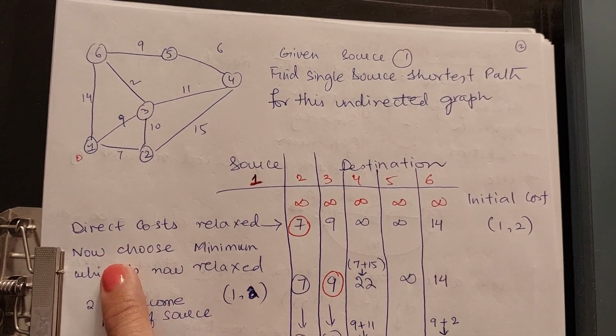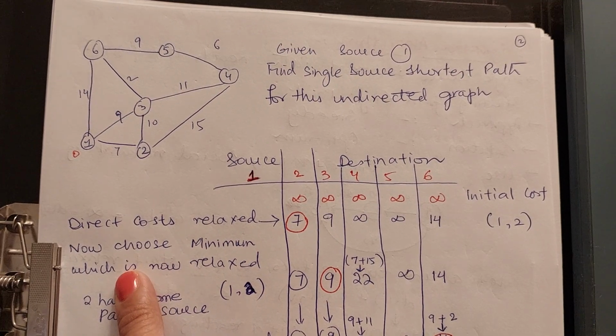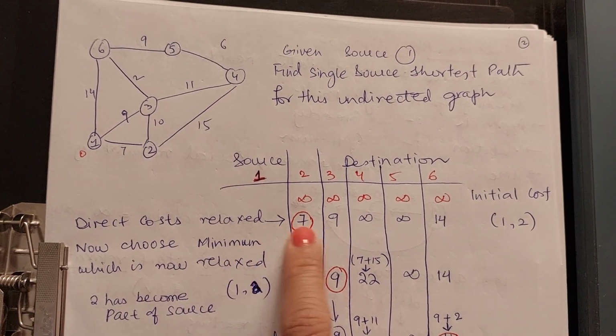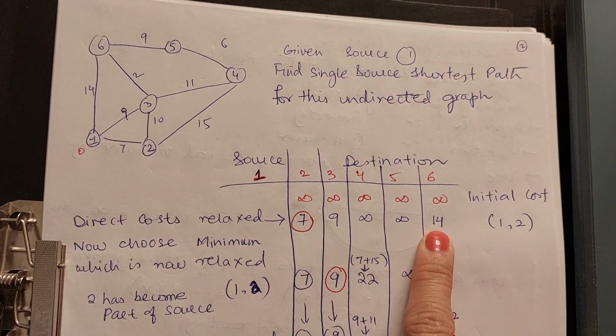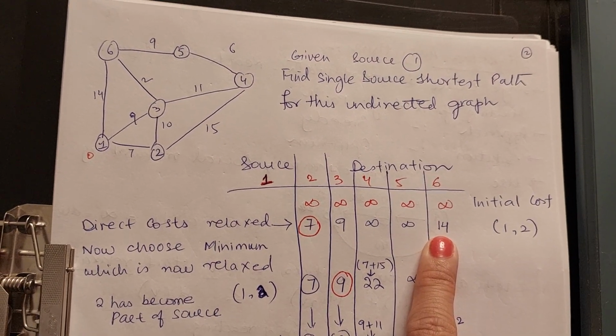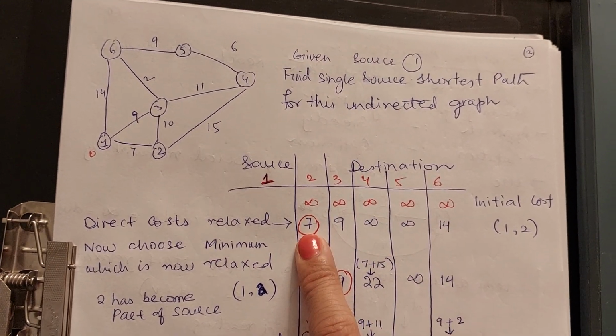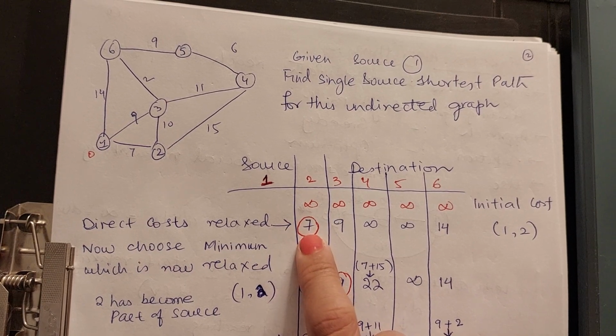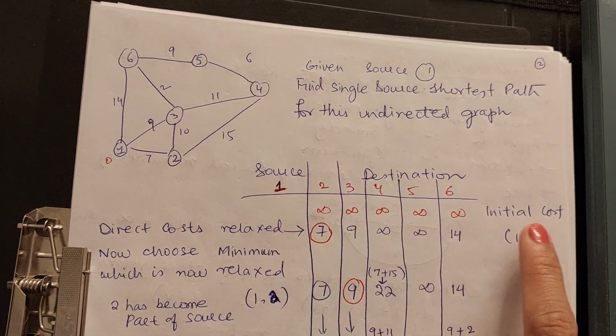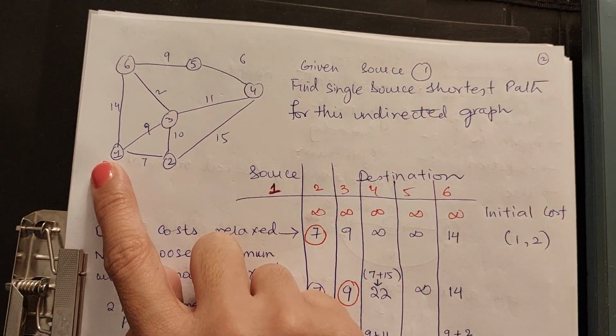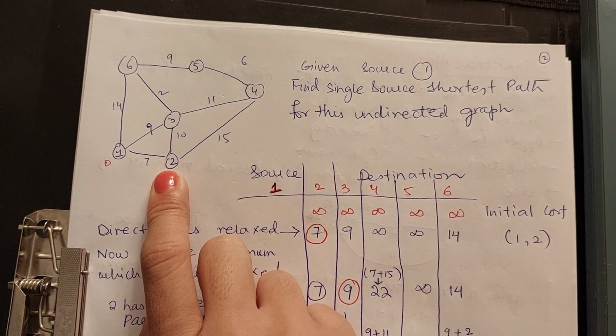All right. So now choose the minimum, which is now relaxed. So out of these 7, 9, 14, we are going to choose which one is minimum. So of course 7 is minimum. So bubble it up for your ease. And now you say that your initial cost of your node 1 and 2 have been relaxed.